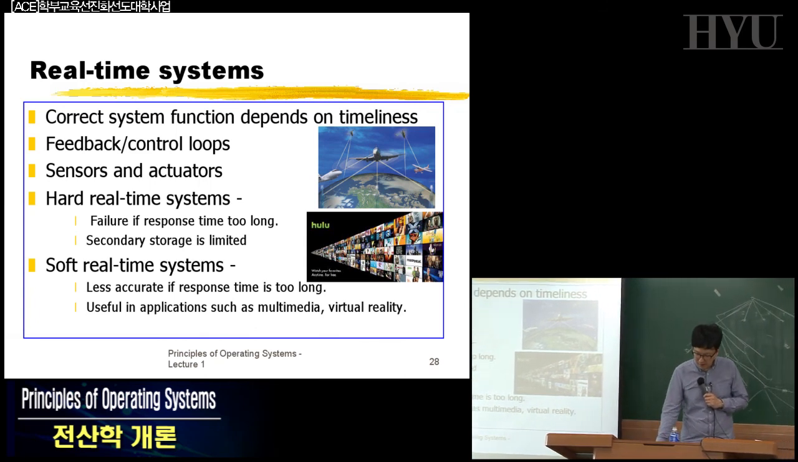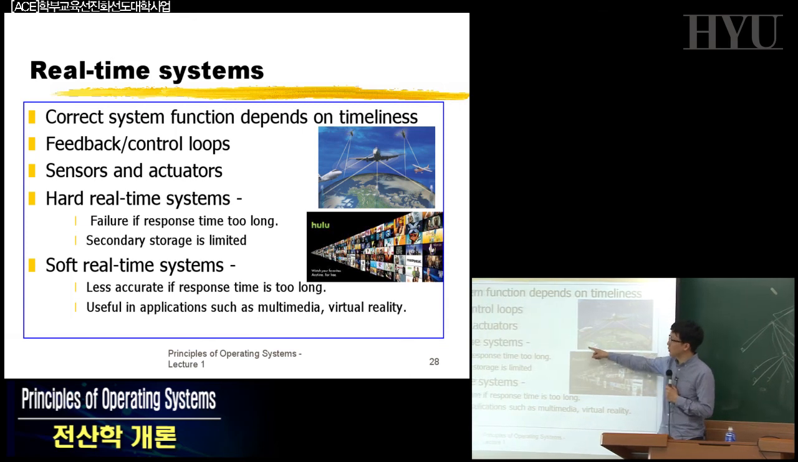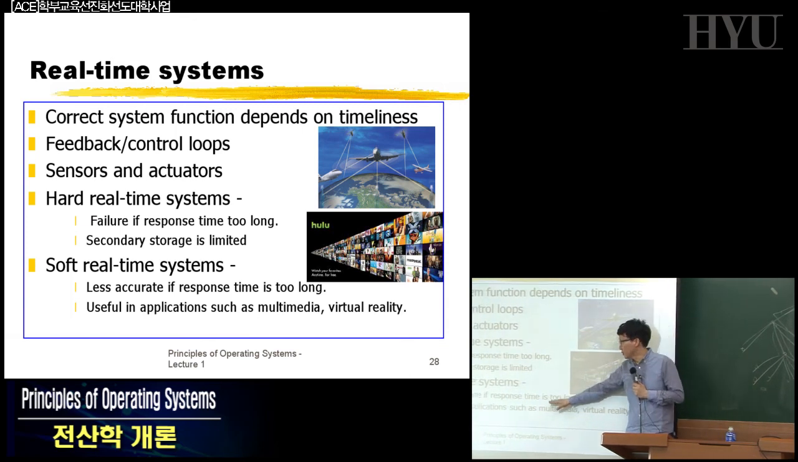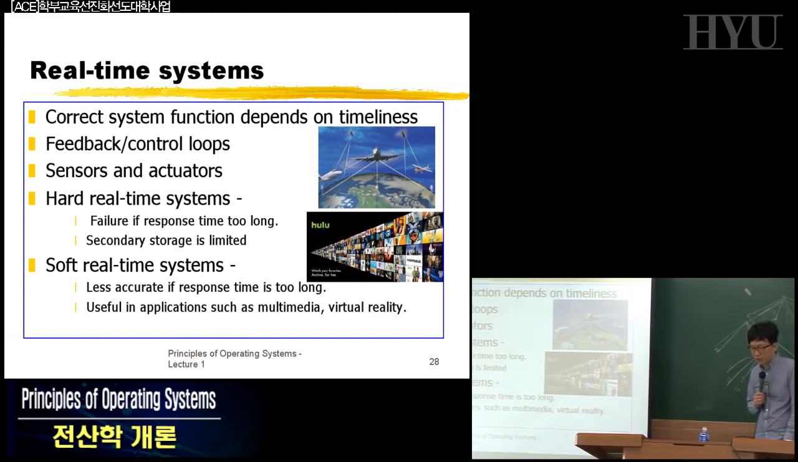Soft real-time systems are less accurate if response time is too long, useful in applications like multimedia and virtual reality. 이건 완전히 hard real-time 시스템이고 제어를 하는 거고, 그보다 조금 덜한 애들은 이런 식으로 할 수 있다라고 하는 예제로 보면 돼요. Real-time operating systems too.